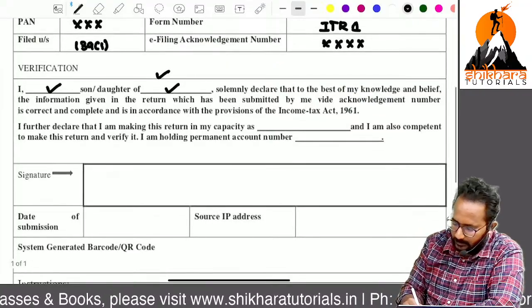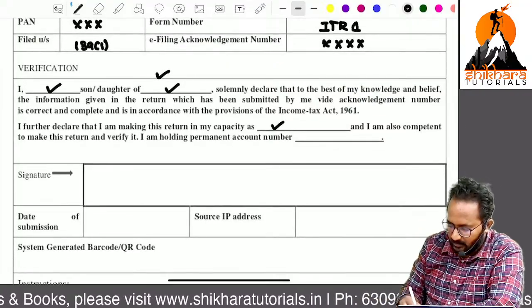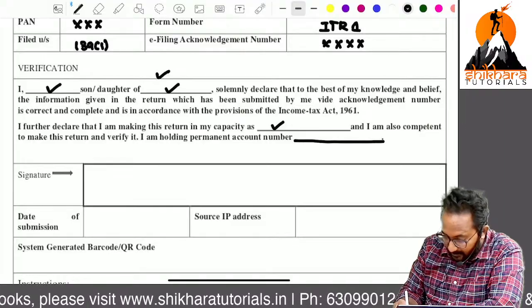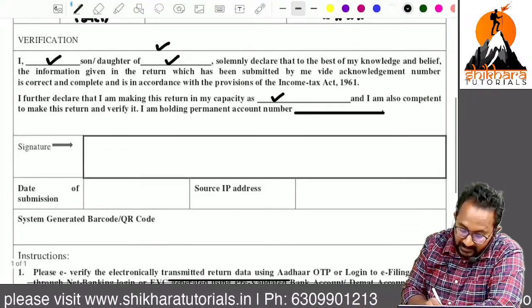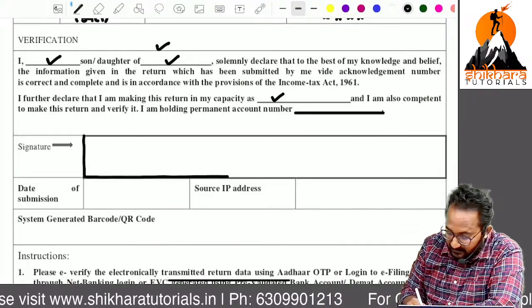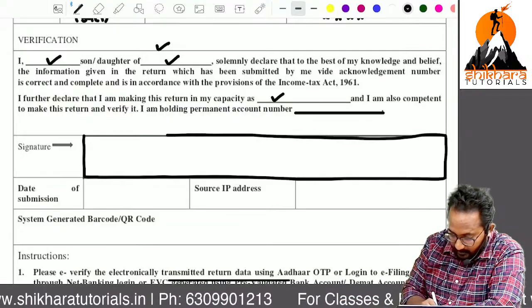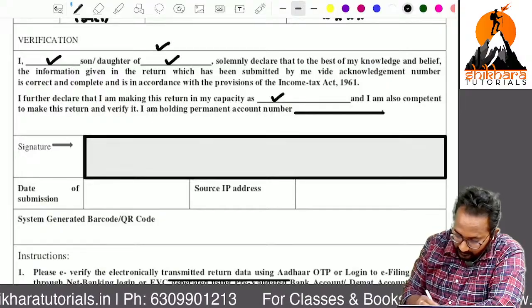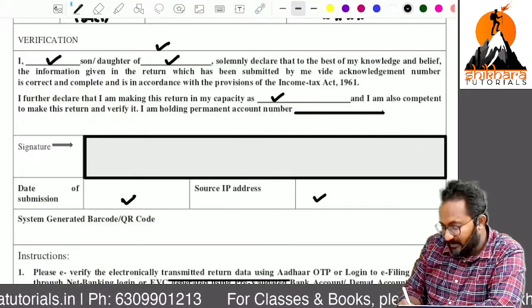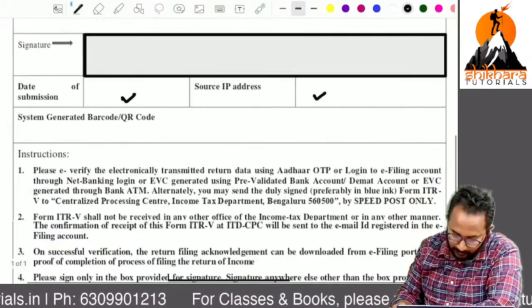Next, representative capacity or any, and here you have to mention your PAN number also. Now the signature needs to be done within this blank only. So it is very important. The date of submission and IP address will automatically be taken by the computer itself.